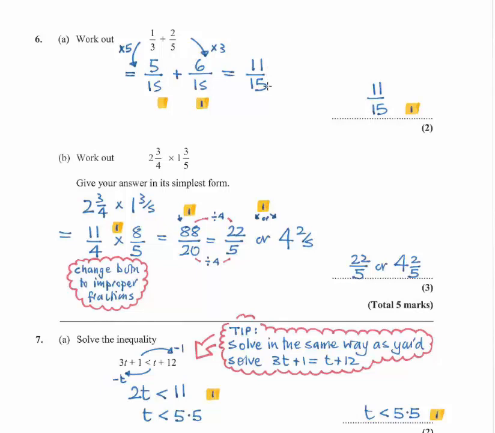Never, ever add the denominators. So 11 out of 15.